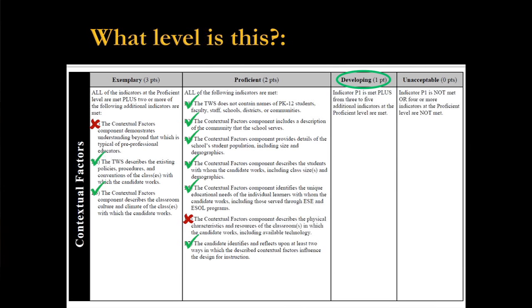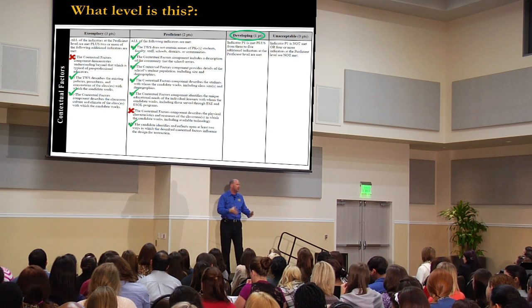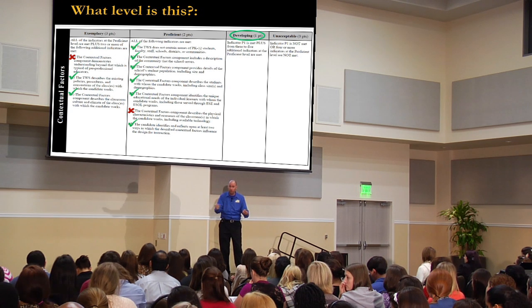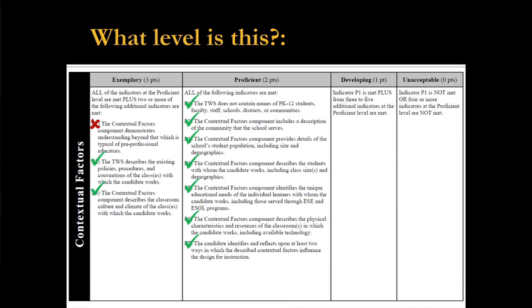Because to be proficient, you have to do all the things in the proficient column. So the rubric is a really great way to look through and check off if you've done everything you're supposed to do. Okay? What about this one? Now it's exemplary because I've got all of the proficient stuff and 2 of the exemplary indicators. What about this one?